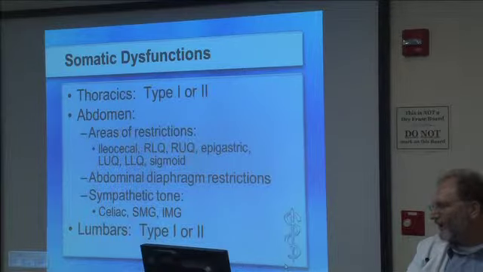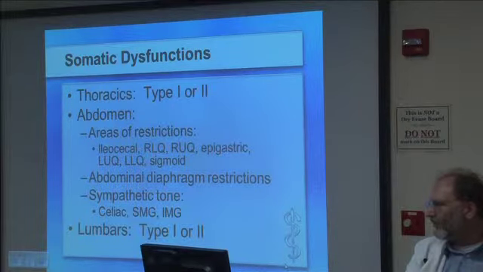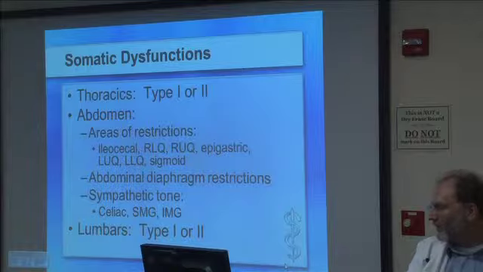So, abdomen: you almost always find somebody with either hiatal hernia or GERD will have some sort of epigastric myofascial wall restriction. So look for diaphragmatic dysfunctions as well as your sympathetic tone, in particular celiac ganglia. And again, your lumbar, type 1s and type 2s.